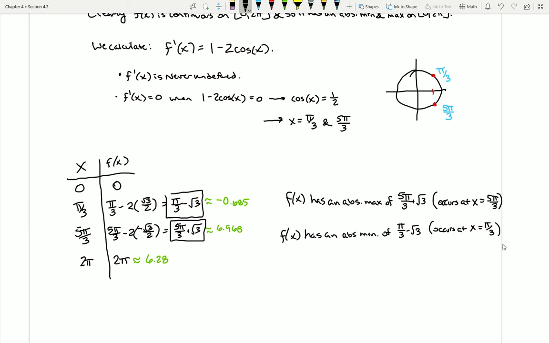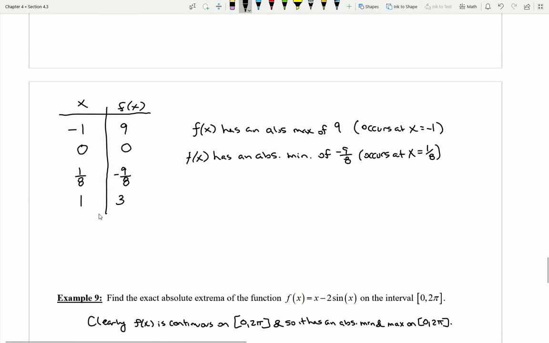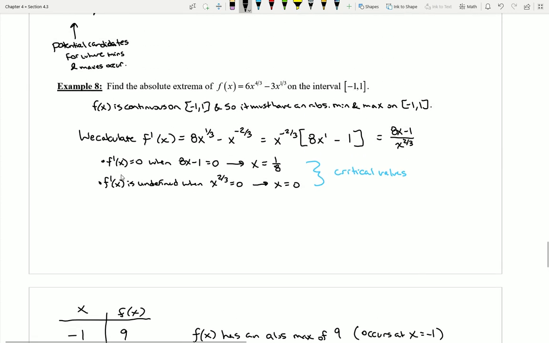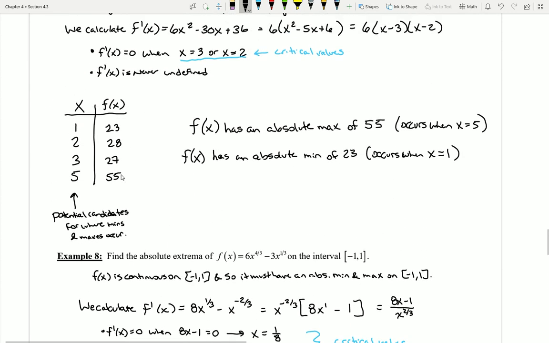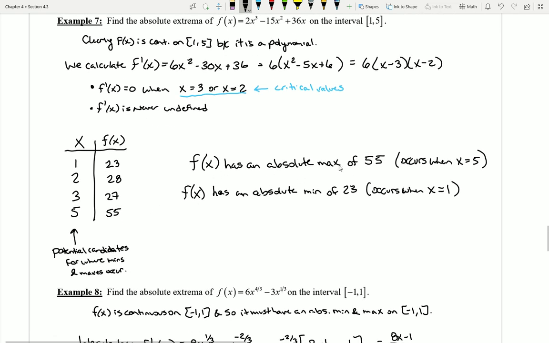So we've seen now in all these examples a bunch of different things that could happen. My absolute min and max could be both at critical points. In the last example, max was 9, that happened at an endpoint, and the min happened at a critical point. Or it could be like we saw up here in example number 7, that the min and the max occurred at both of the endpoints. So these can really happen anywhere.